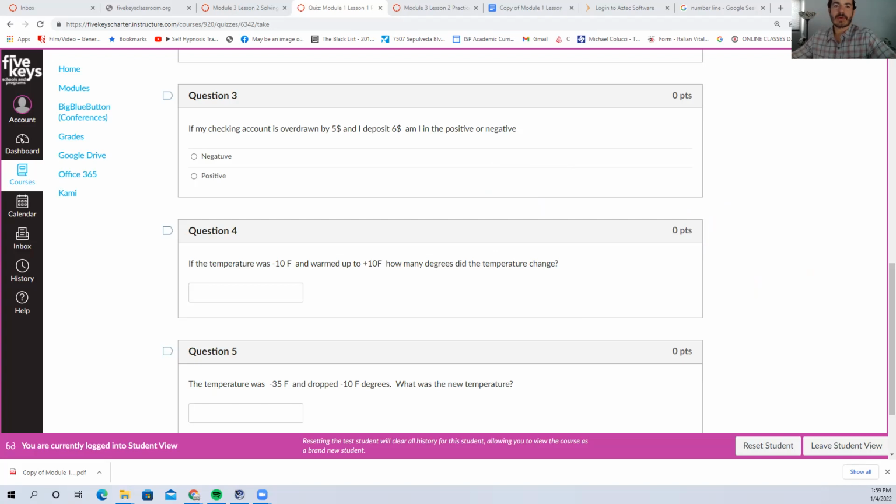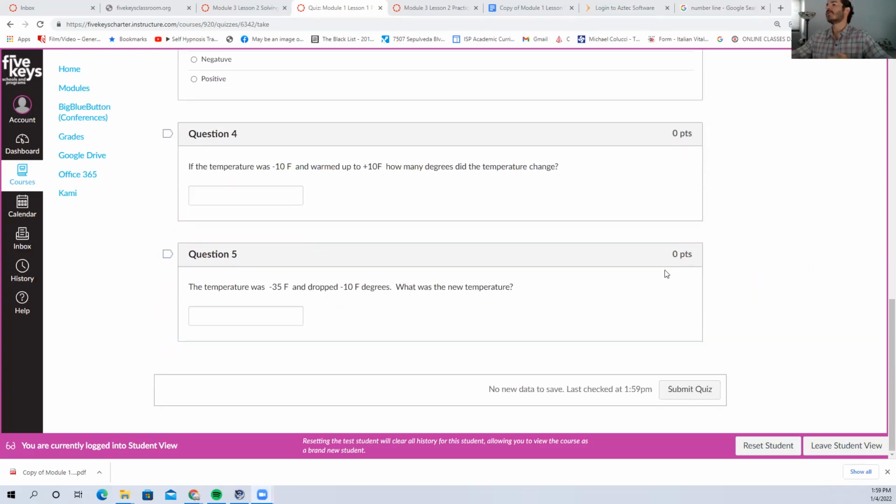Question number 4, and then question number 5, and I will be done. If the temperature was -10 degrees Fahrenheit and warmed up to +10 degrees Fahrenheit, how many degrees did the temperature change? Well, first of all, here's that word change, right? So we know our answer is going to be positive because we always express change and distance as positive numbers.